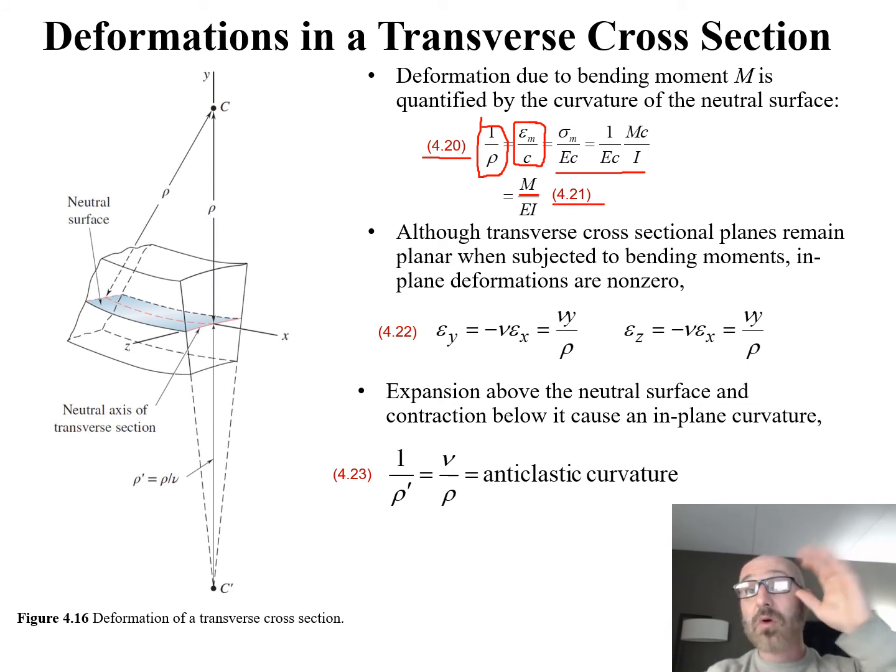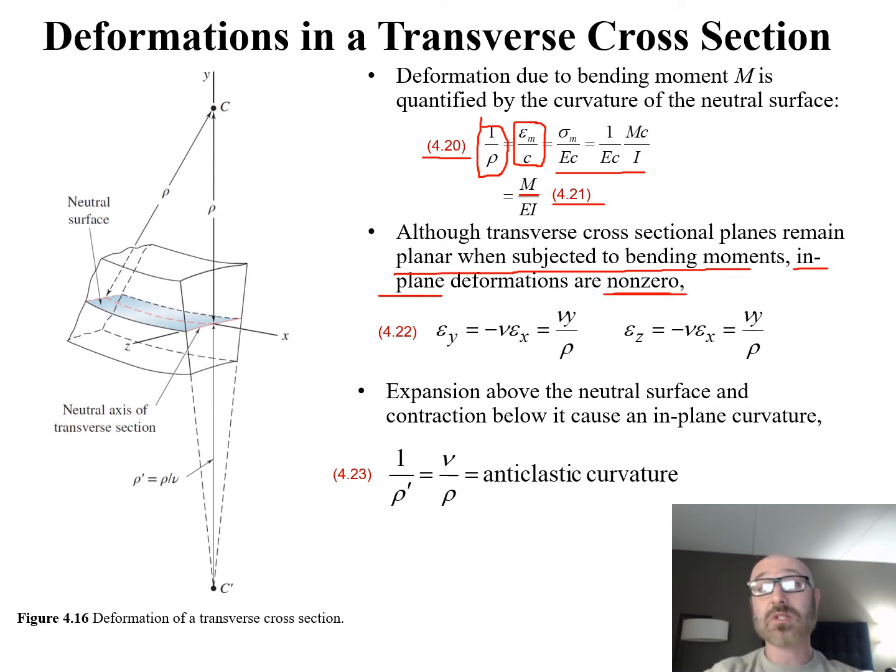Now, something to think about with this relationship is although transverse cross-sectional planes remain planar when subjected to the bending moments, the in-plane deformations are going to be non-zero. So now we have the set of equations for epsilon sub y and epsilon sub z from the relationship shown in equation 4.22 in our textbook. We have the negative Poisson's ratio times epsilon sub x, and we have a relation for epsilon sub x of negative y over rho, plug that in. So our epsilon sub y is equal to our Poisson's ratio times y all over our value for rho. And the same for z, this is equal to negative Poisson's ratio times epsilon sub x, which again we plug back in for our y over rho. So our Poisson's ratio times y over rho is equal to our epsilon sub z.